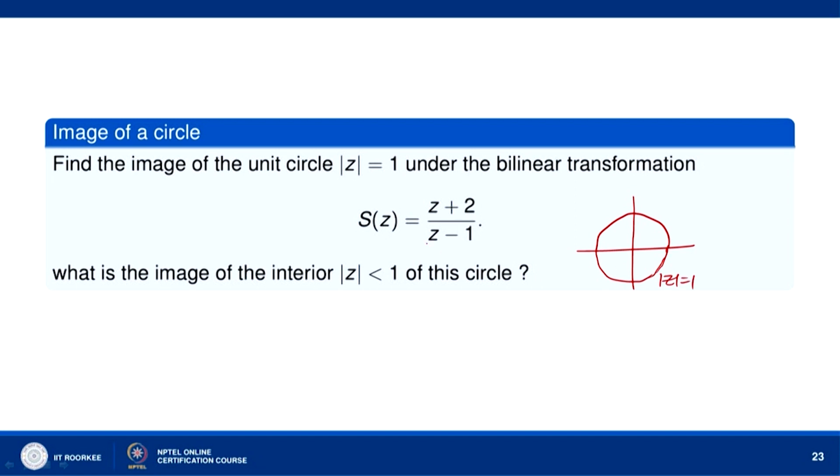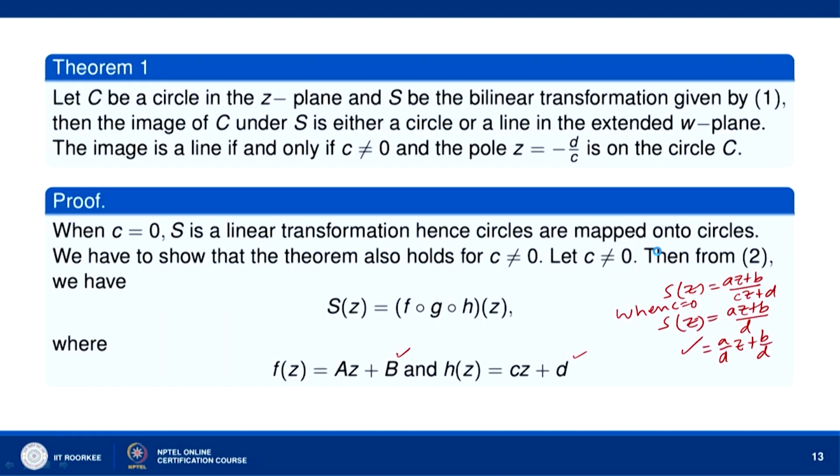Okay. Now, we see that z equal to 1 is the pole of S(z). As z equal to 1 is the pole of the bilinear transformation S, and z equal to 1 lies on mod z equal to 1. So, let us go to theorem 1.